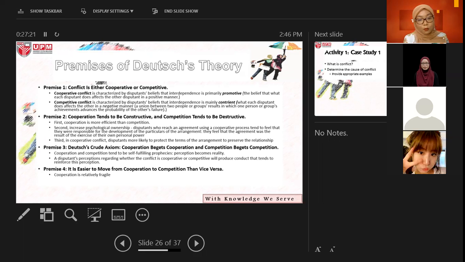Okay, and then premise 4, it is easier to move from cooperation to competition than vice versa. Senang untuk kita berubah daripada cooperation to competition, but not from competition to cooperative. So therefore, when you start to perceive something from cooperation, you can anytime change your perception to competition. That's why you need to be careful. But if you start with competition from the very beginning, it is very difficult for you to become cooperative during the whole process of conflict resolution.